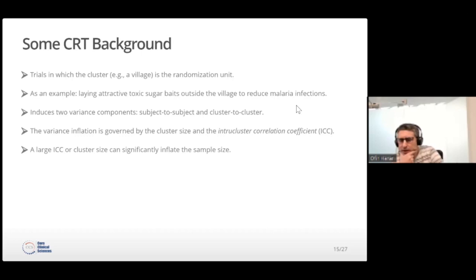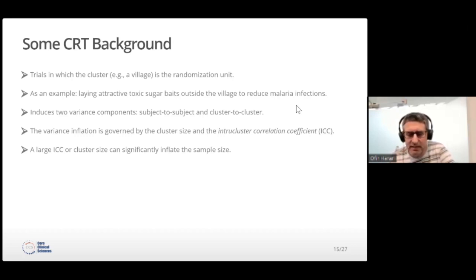And so when that happens, when we have these two variance components, we call that variance inflation. And the amount at which the variance increases is called the variance inflation factor. And the variance inflation factor is governed by two factors. The larger the clusters, the larger the variance inflation, and the larger the intra-cluster correlation coefficient, the larger the variance inflation. What is the intra-cluster correlation coefficient?